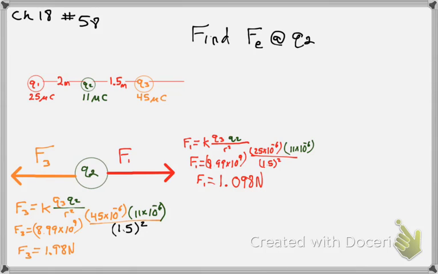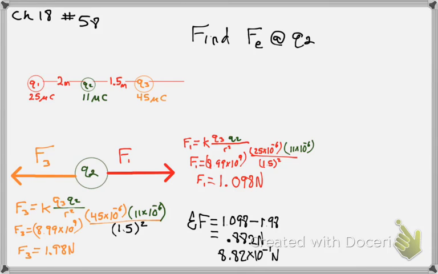Then to find the total electric force, we simply take the 1.098, which is positive, minus the 1.98 newtons because it's pointing to the left. And then our total net force is 0.882 newtons, or we can say 8.82 times 10 to the negative 1 newtons. And that would be pointing to the right.